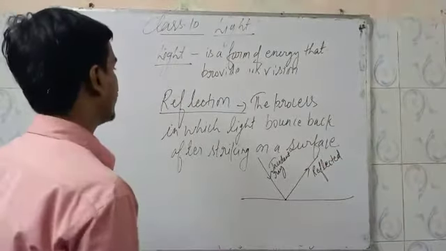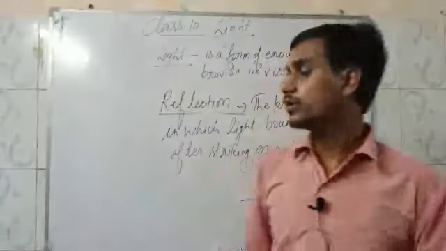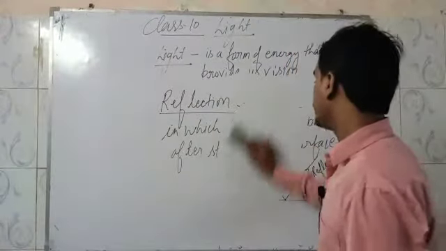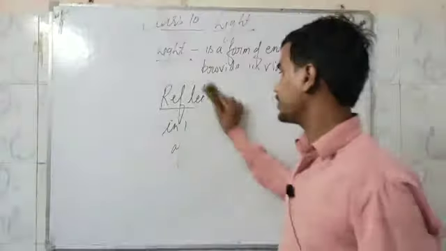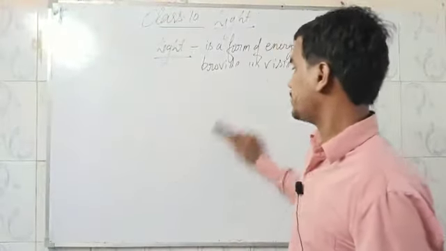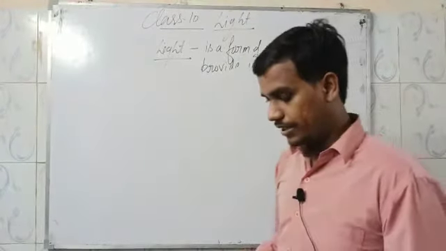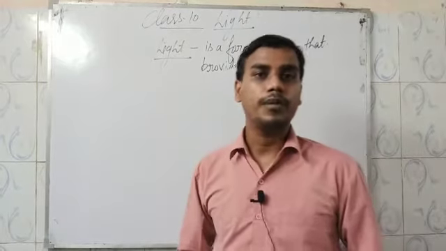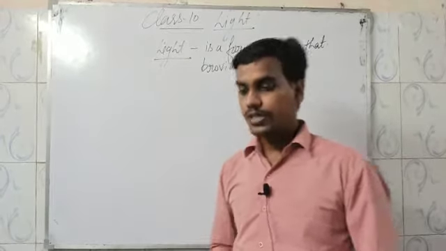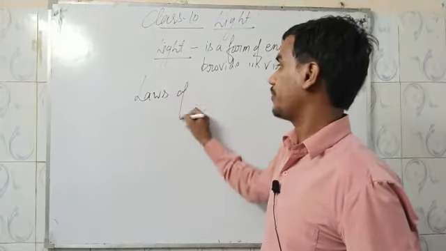Now the types of reflection. There are two types of reflection. First is regular and second one is irregular. So what is the difference between regular reflection and irregular reflection? To learn about both types of reflection, first we should know about the laws of reflection.